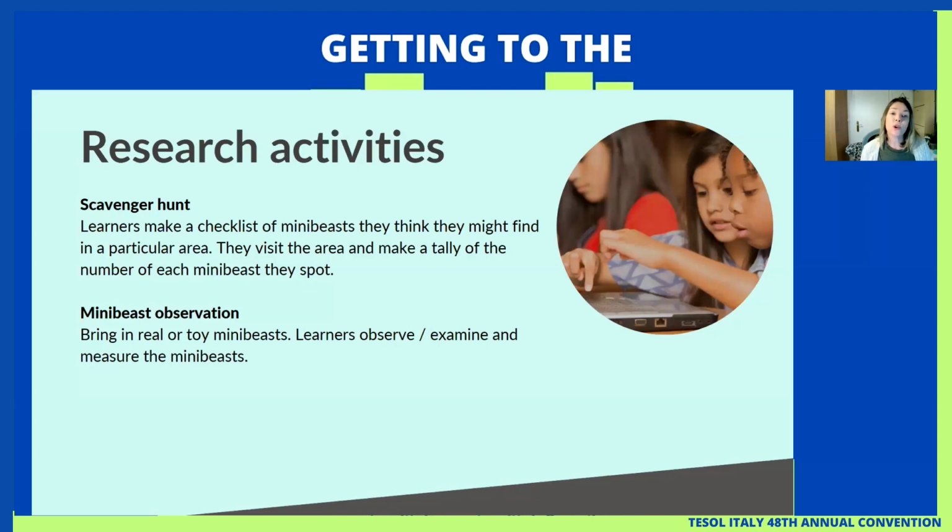Another activity could be to do some kind of an observation. Maybe you could bring in a real mini beast. You'd have to check your school's regulations to see whether this is actually allowed. Or you could use toys or models. There are some quite realistic toy mini beasts. You could have students observe them, examine them, measure them, draw a picture and label it, or make a model.